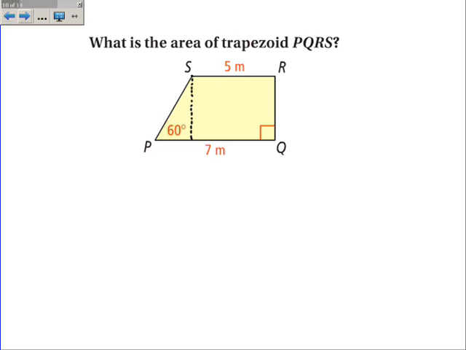I notice that I have a right triangle and a rectangle. More than that, this triangle right here is a special right triangle. It's 60 degrees. This bottom length down here must be 2 meters, because the whole bottom length is 7 and this top length is 5, and so the difference of those two lengths is 2.